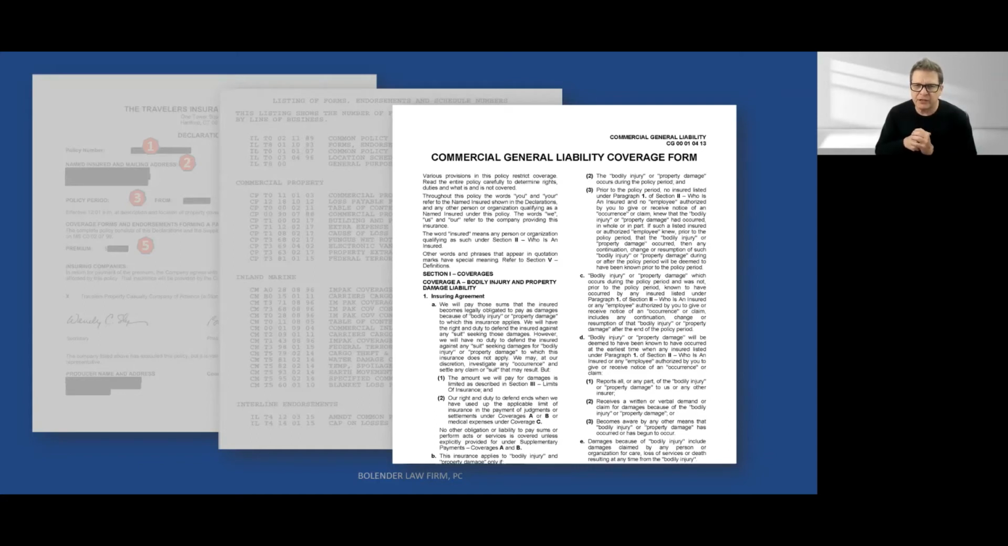This CGL form is a 2013 version of a form that's been around since the mid-1980s. A vast body of case law exists that has interpreted the various provisions in all of the 50 states. And it's really a great place to begin learning how to analyze liability insurance, or any type of insurance for that matter.